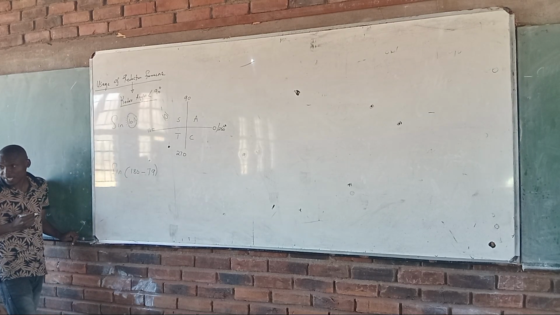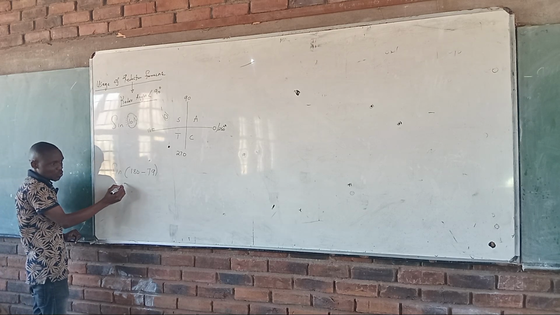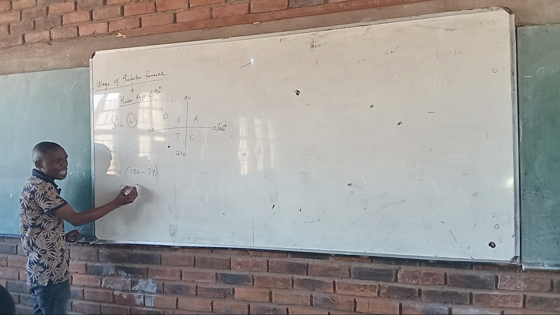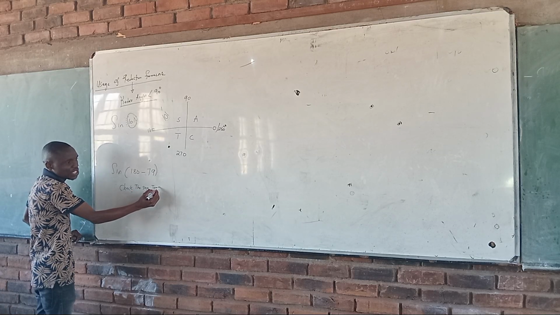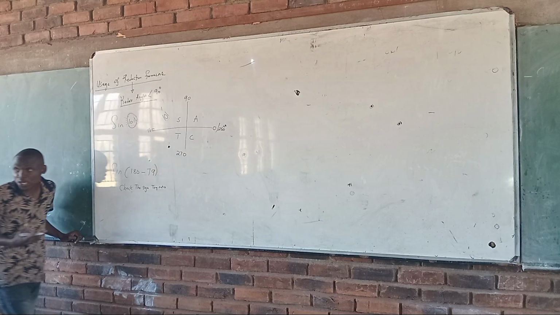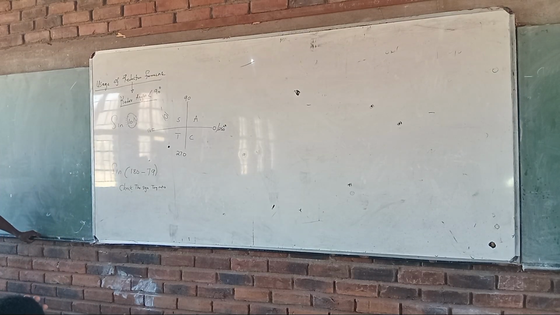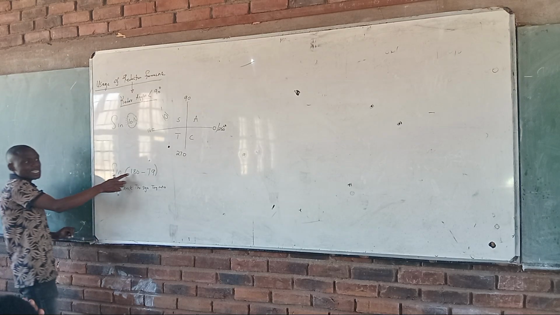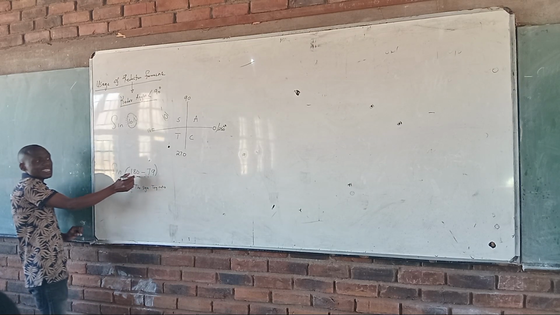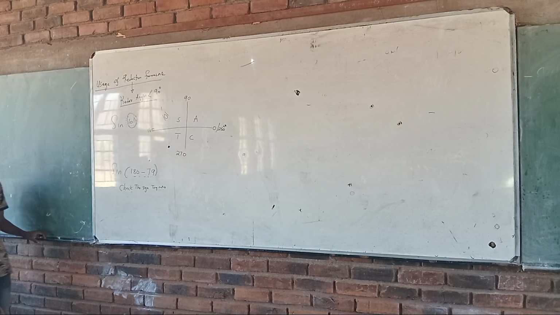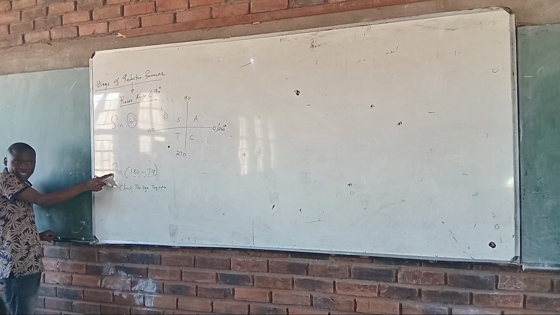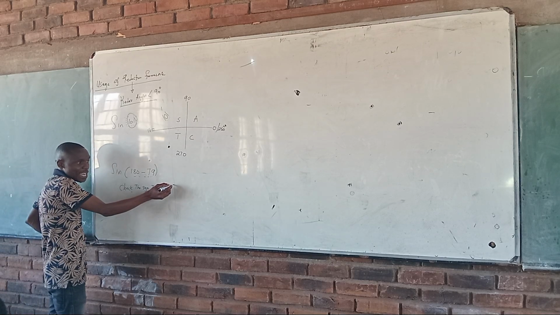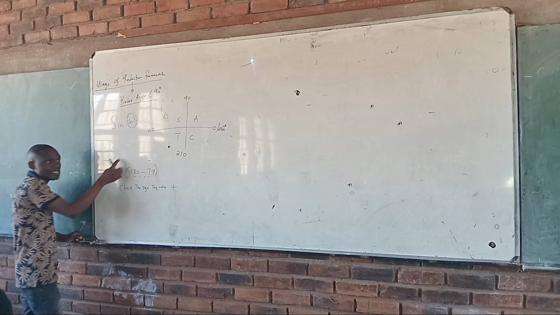Which means the final answer now is going to be, what is going to be our final answer? Positive sine 79. The first thing that we do, we check the sign of a trig ratio. You have to check whether your trig ratio is going to be positive or is going to be negative. Now, 180 minus 79 is in the second quadrant. And in the second quadrant, sine is positive. So your answer is positive sine 79.